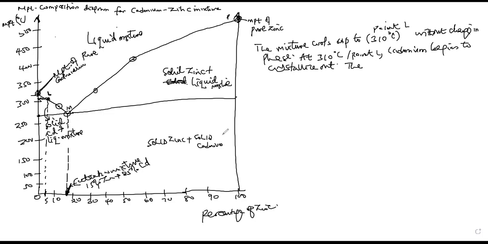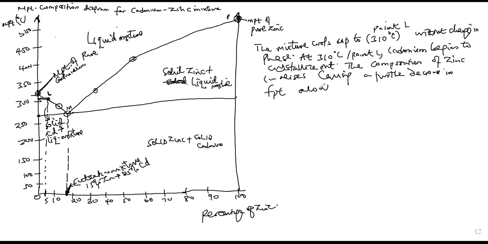But the composition of zinc is increasing. All right, the composition of zinc increases, causing a further decrease in freezing point, a further decrease in freezing point along LM on the curve.